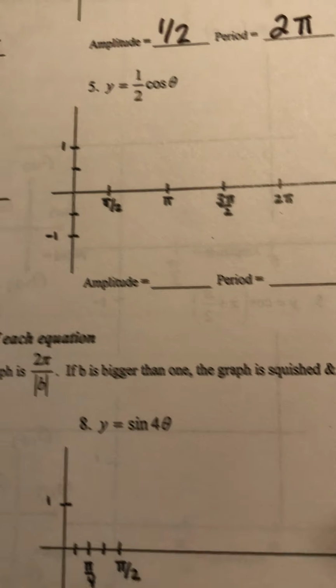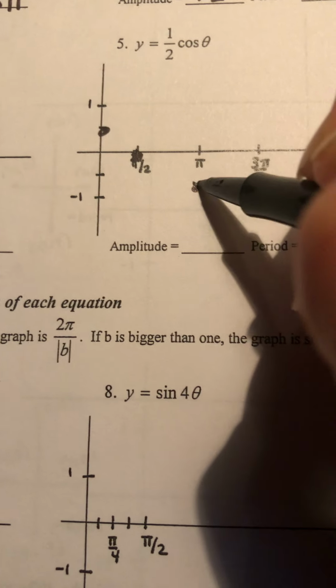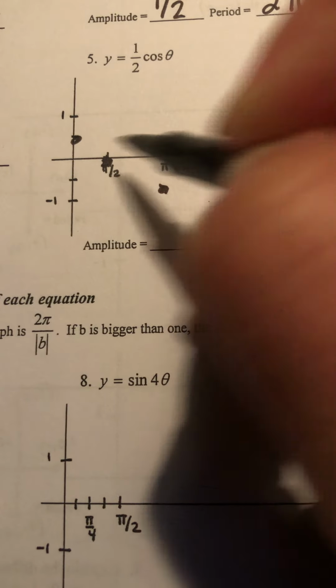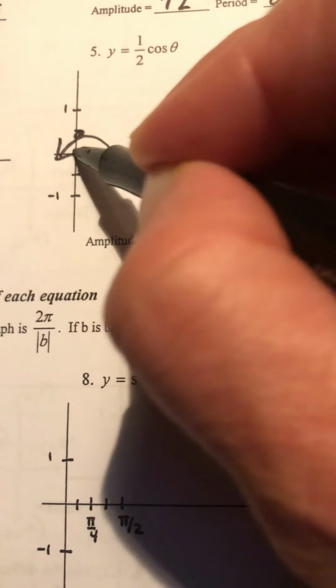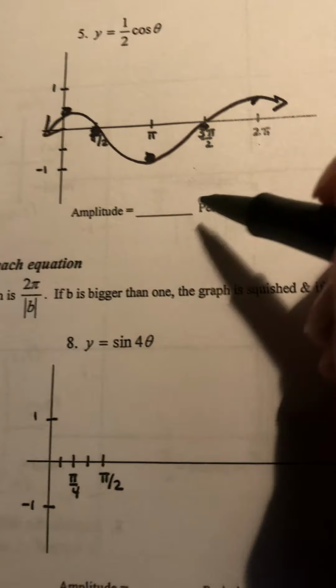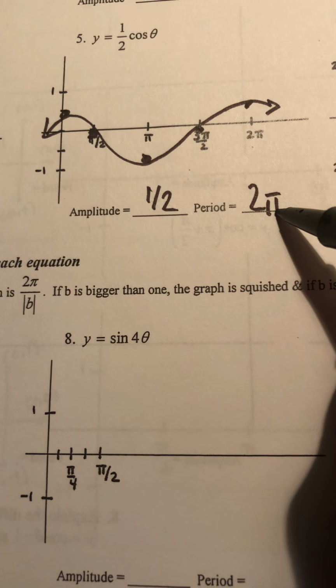Here, if I have 1/2 cosine x, it's going to have an amplitude of 1/2. And I'm following that pattern of a cosine wave, starting on the y-axis and then kind of looping down and back up. Amplitude is 1/2, period is 2 pi.